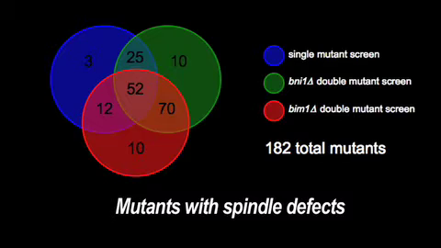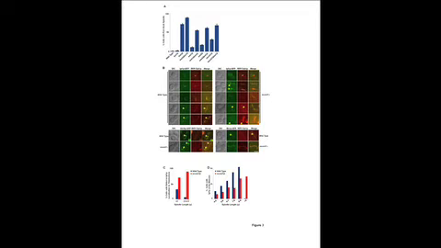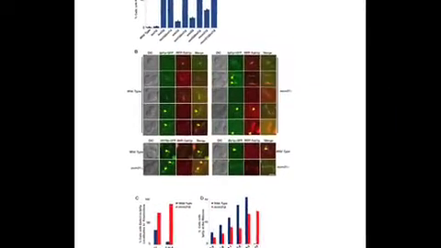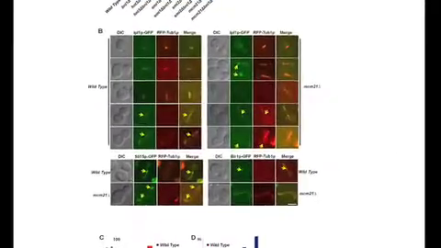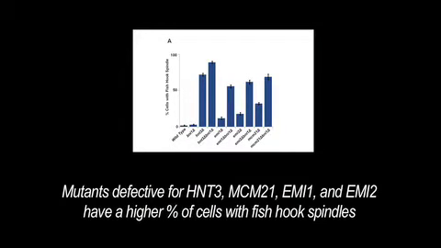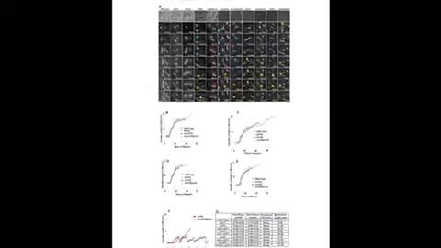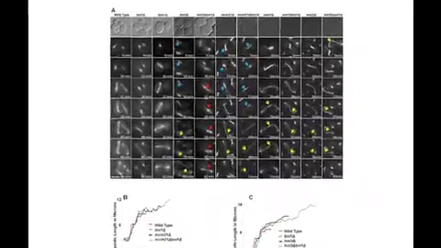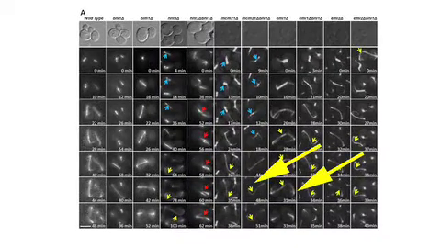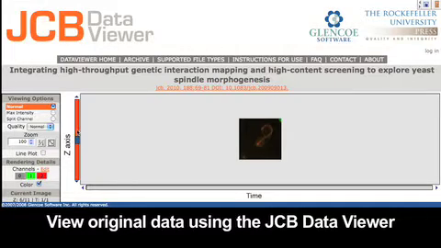Amongst these were mutants that were found to exhibit hyperextended fishhook spindles, but were previously unlinked to spindle disassembly. Yeast strains defective for MCM21, HNT3, EMI1, and EMI2 exhibited increased number of cells positive for fishhook spindles in either the single mutant or BNI1 deletion double mutant. Time-lapse microscopy also revealed that these strains had delayed spindle disassembly as evidenced by the presence of fishhook spindles, indicated here by yellow arrows. This phenotype points to a possible link to one component of the chromosomal passenger complex called IPL1, the aurora B kinase, which is also known to result in hyperextended fishhook spindles.